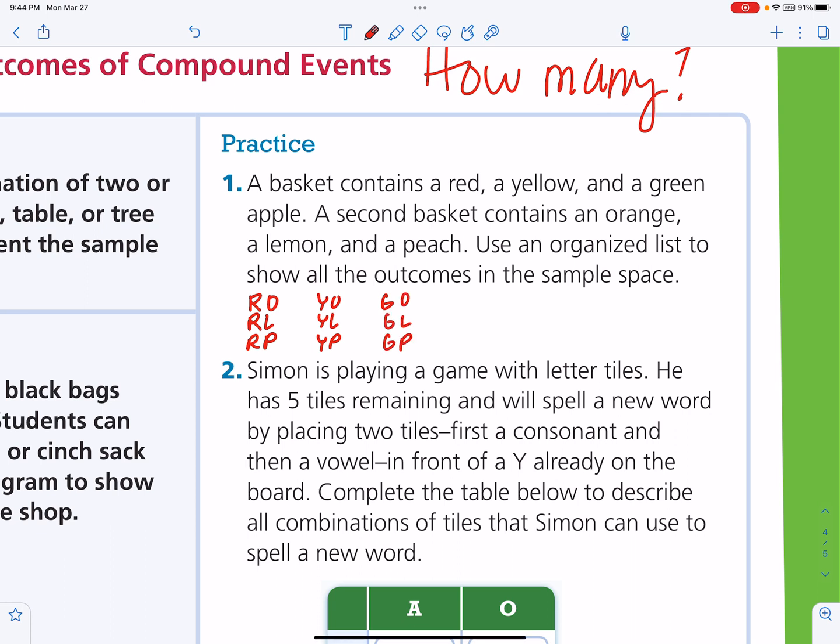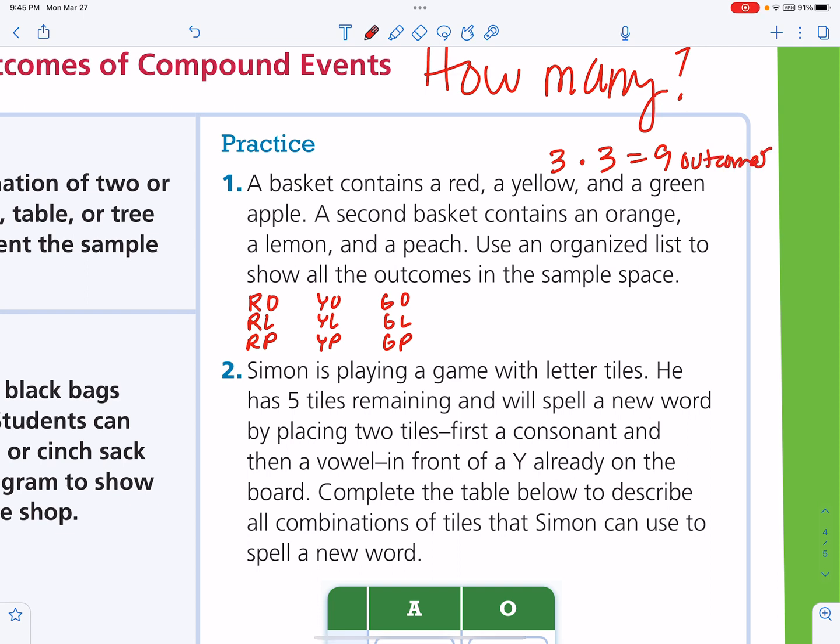You just have to be very careful. You can see why a table or tree diagram would be a safer choice. Either way, we showed all the possible outcomes. We also know the trick of just doing 3 times 3 equals 9 outcomes.